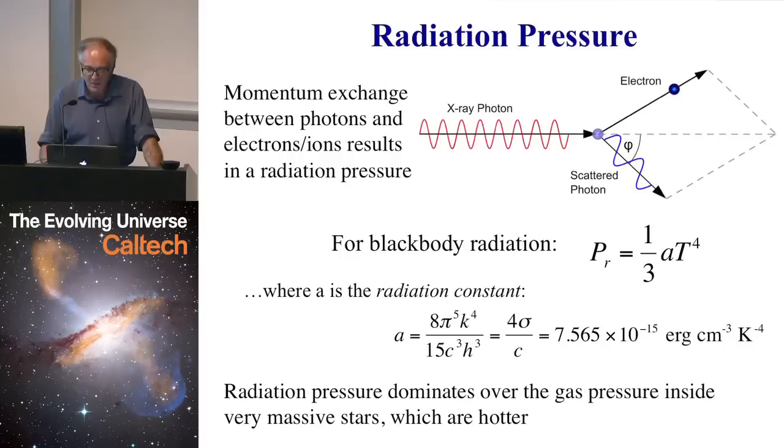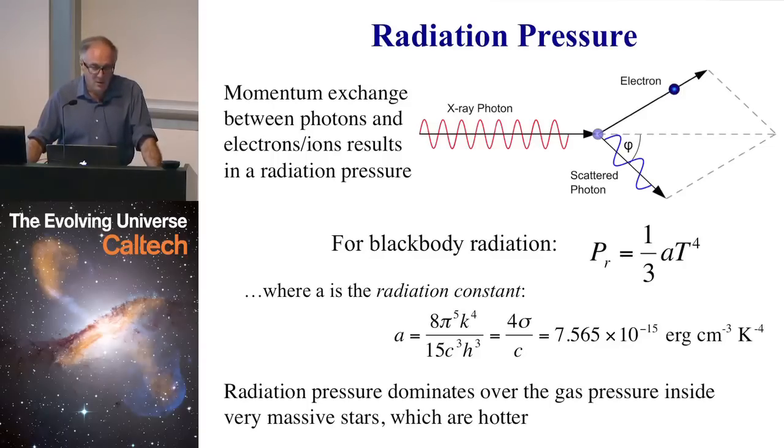Okay, the second component of this is the radiation pressure. To a very good approximation, the radiation field inside stars is like black body radiation. The formula for this comes directly from the Planck distribution, and it's proportional to the fourth power of temperature, and the constant of proportionality is the Stefan-Boltzmann constant. And the question is, why is this important?